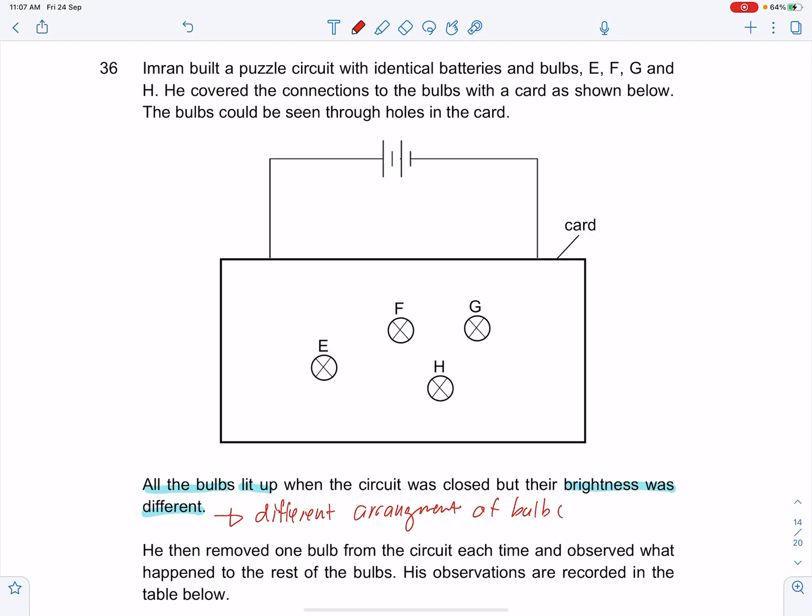Be very careful when you talk about parallel and series. You cannot just say, oh, the bulbs are arranged in series. Which bulbs? Don't say A and B are arranged in a parallel circuit. No, bulb A is arranged parallel to bulb B in a circuit. Be very careful because your bulbs can be parallel to the battery also.